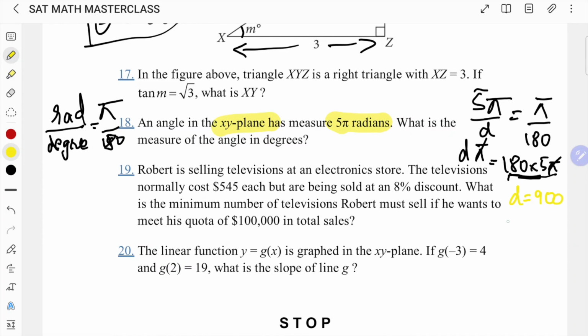So in the exam, in the box given, you just need to write 900. Don't write degrees or anything, just write 900. Alright.